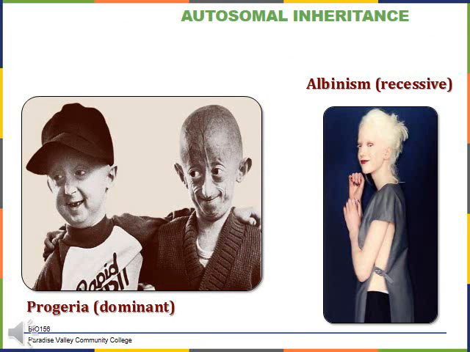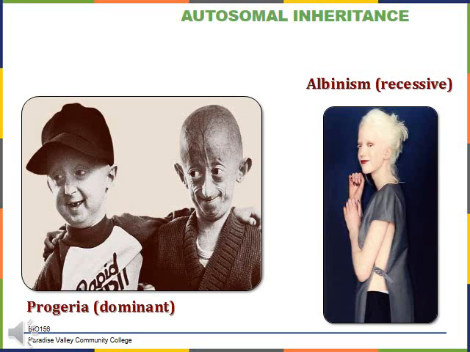Here are your examples of the autosomal inheritance. This is the progeria and the albinism. So we talked about autosomal dominant, and progeria is an example of that. So we've got the dominant gene overshadowing the recessive gene, and we're getting this rapid aging, unfortunately.